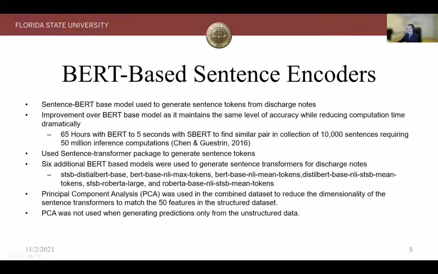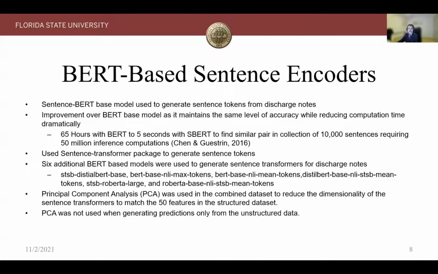Looking more closely at certain sentence BERT-based models, using just a BERT-based model was due to the massive reduction in computation time. By using BERT-based, we were able to reduce the time while maintaining the same level of accuracy.